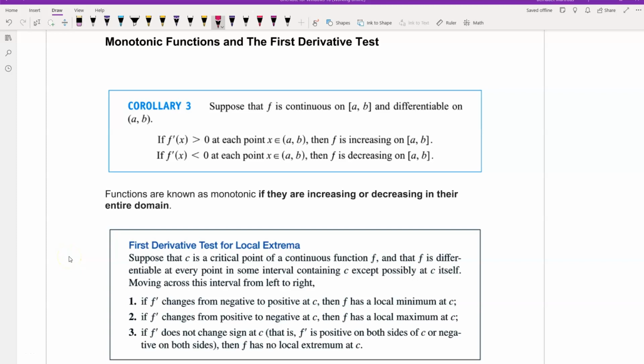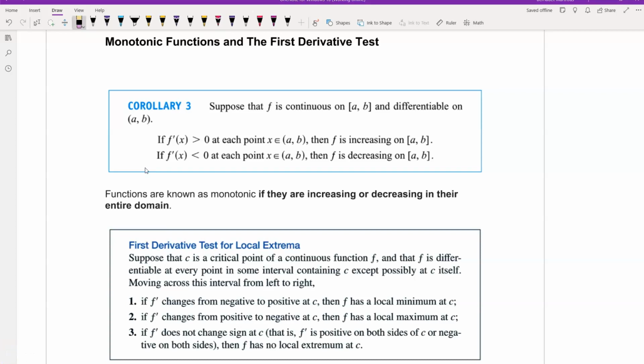Monotonic functions and the first derivative test. Corollary: suppose that f is continuous on closed interval [a, b] and differentiable on open interval (a, b). If f'(x) > 0 at each point x in (a, b), then f is increasing on [a, b]. If f'(x) < 0 at each point x in (a, b), then f is decreasing on [a, b].